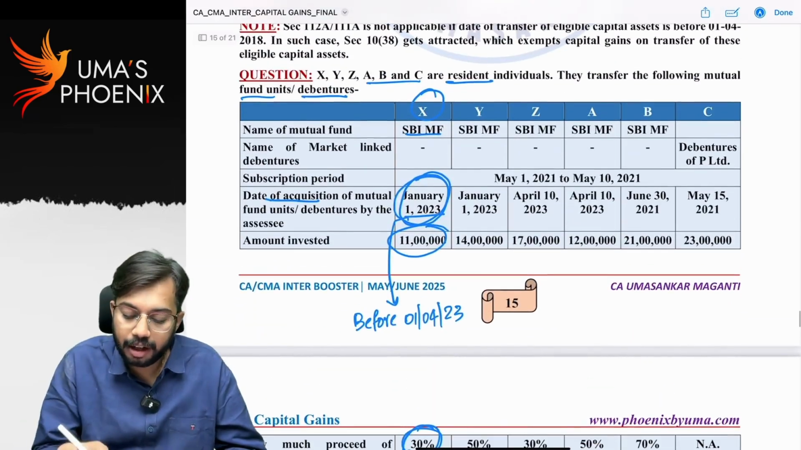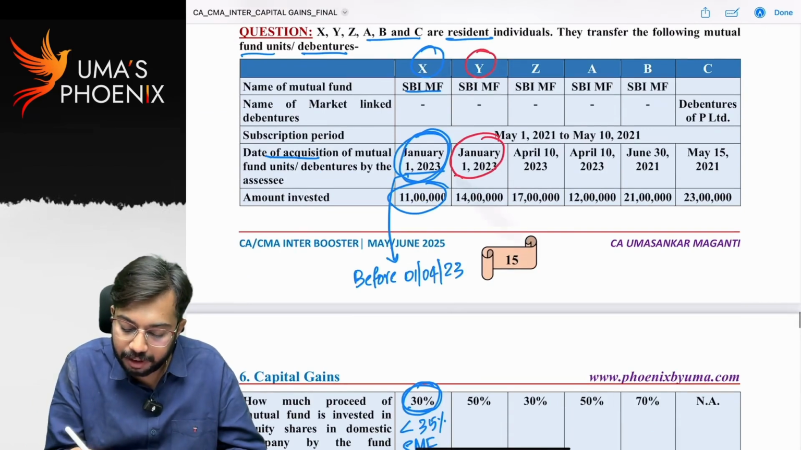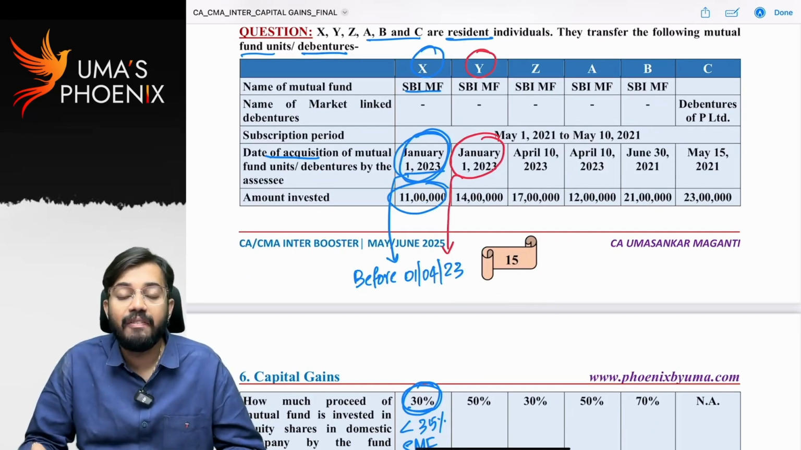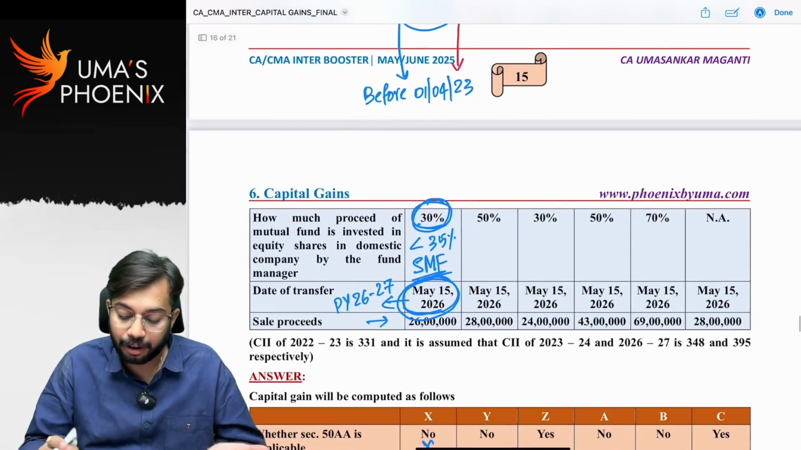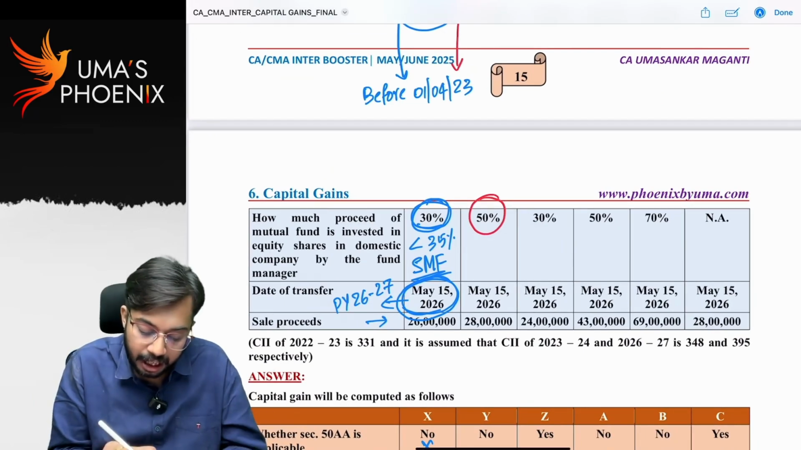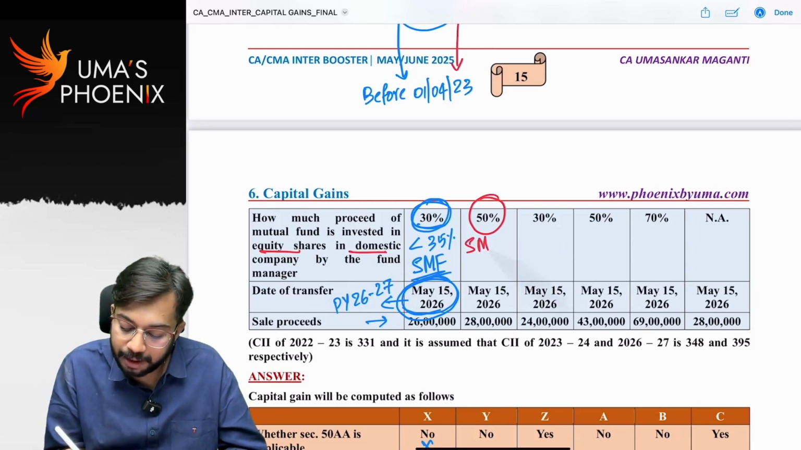Next, in case of Mr. Y, when they are purchased January 1, 2023, that means these are also purchased before 1st April 23, right? Whenever they are purchased before 1st April 2023, first of all, how much percentage is invested? 50% is invested in equity shares of domestic company. Then can you call it as specified mutual fund?